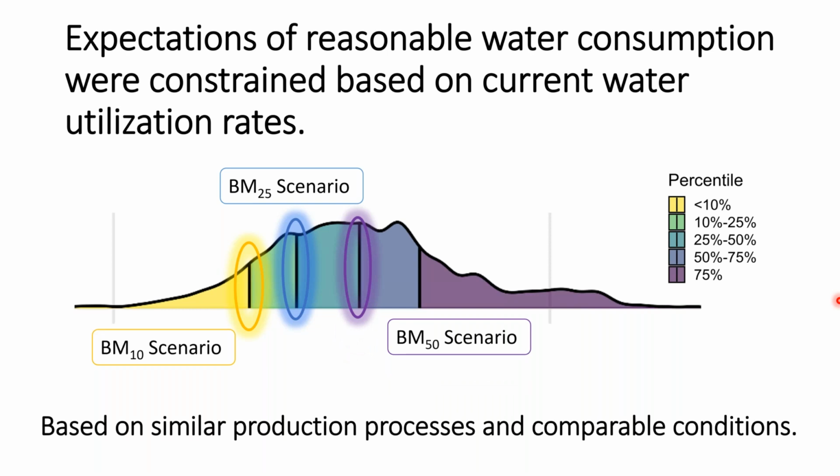And so we did these three scenarios just to see how sensitive our analysis was to where we set that benchmark level. We're going to mainly focus the rest of this presentation on the BM25 scenario, mainly because throughout the literature, that's the level that most people aim for: the least efficient water users should move to the 25th percentile or better. So the next few slides will show our results on that particular scenario.